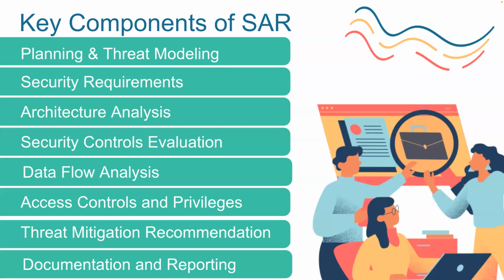How do we start? When we talk about planning and threat modeling, what do we do? When initiating the SAR for an application, the scope comes first. Define the scope for the review, including the specific systems, applications, or network infrastructure that will be evaluated, and identify the goals or objectives of the review, such as identifying vulnerabilities, ensuring compliance with security standards, and enhancing overall security posture. This could be the definition of your scope.